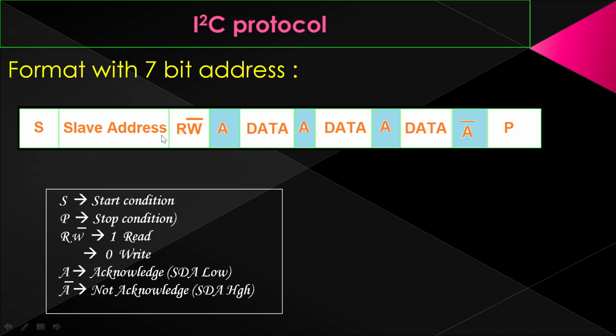After sending the slave address, this bit indicates whether you want to write data to the slave or read data from the slave. If you want to read data from the slave, you have to send 1. If you want to write data to the slave, you have to send 0.